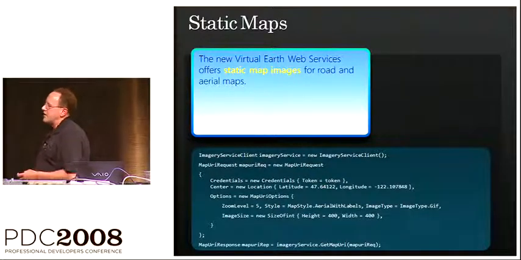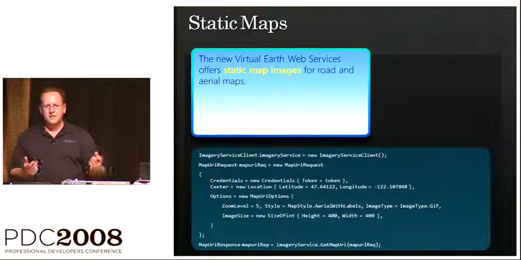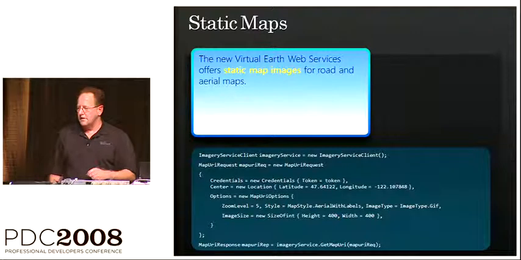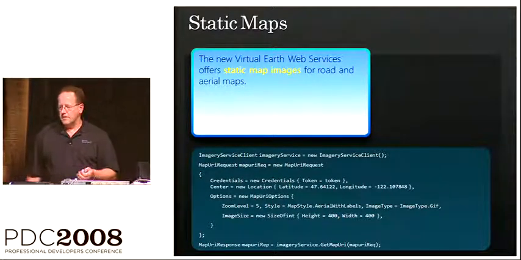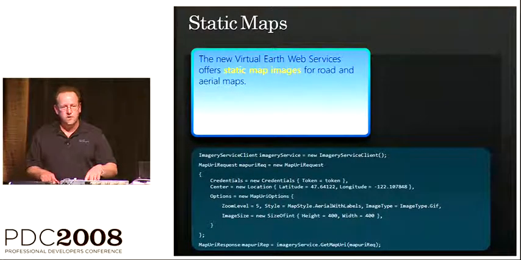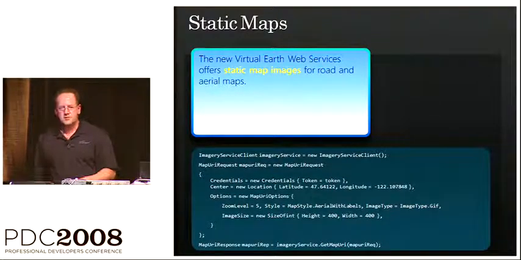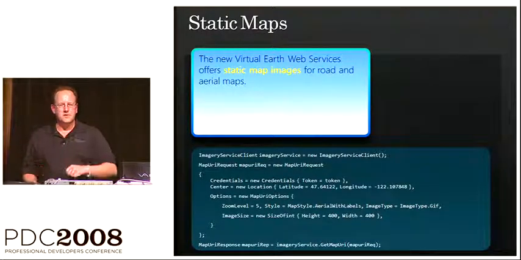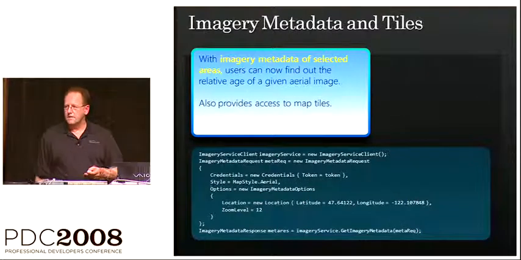So the first feature I want to talk about is static maps. The new Virtual Earth Web Services offers static maps that you can create for road and aerial maps, and they're very simple to get. You create a new map URI request object, set its credentials, and then set the center point for the image that you want the Virtual Earth platform to create for you. Pass in the latitude and longitude, the zoom level, and the size of the resulting static image you want it to bring back to you. I'll show you an example of this in a minute.